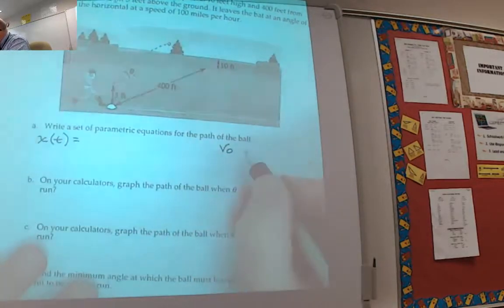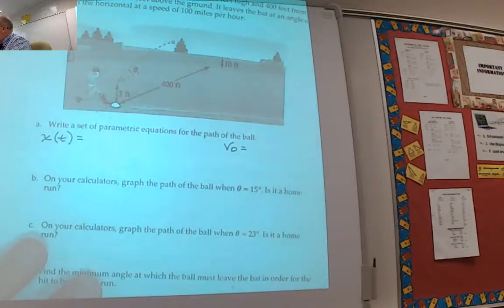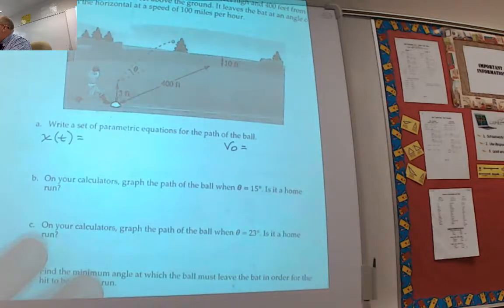So what's my initial velocity? No, it's not 100. It's not 0 either. Initial velocity. If it was 0, it'd fall straight to the ground. And this ball is actually going somewhere. Deva, any ideas? So wait, we said it's not 100? It's not 100 miles per hour, no, because it's miles per hour.